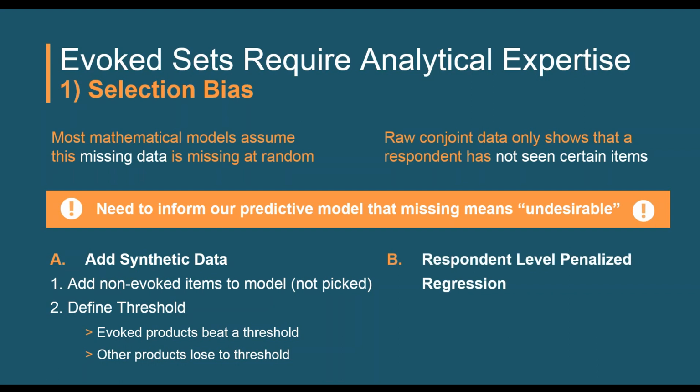And the other option is respondent level penalized regression. That's a really, really long term, but basically you can specify individual level constraints. So for each shopper that you interviewed, you can say, well, this SKU that you haven't seen, yeah, you don't want this. Just to inform the model that if you haven't seen something, it's undesirable. And the easiest way of doing this is to set the predictions in your market simulations on the individual level to not get picked by this respondent.